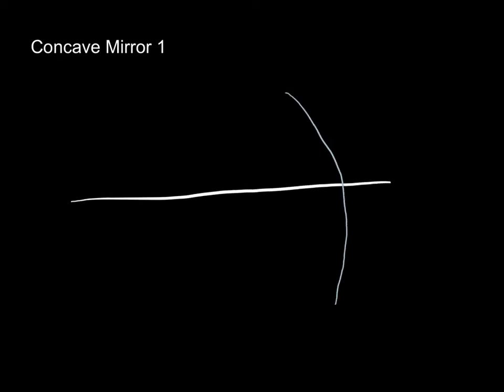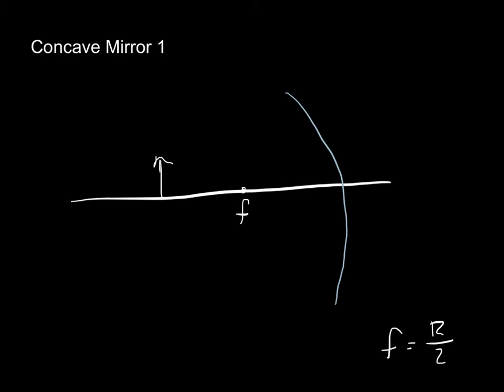Like with lenses, we can do our ray diagrams that'll help us figure things out. So we have our concave mirror here. The focal point is going to be here. One kind of interesting side note here is that the focal point for a mirror is always half of its radius of curvature.